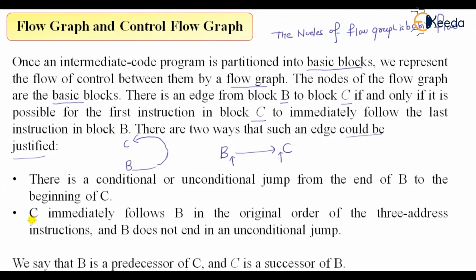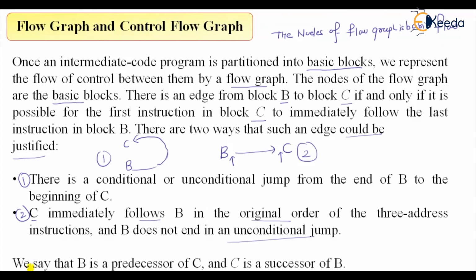And the second way is that C immediately follows B in the original order of the three address instructions. So if I call these 1 and 2, this is case number 1 and this is case number 2. Now B does not end in an unconditional jump.